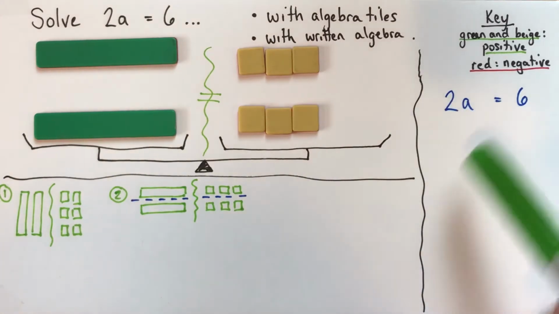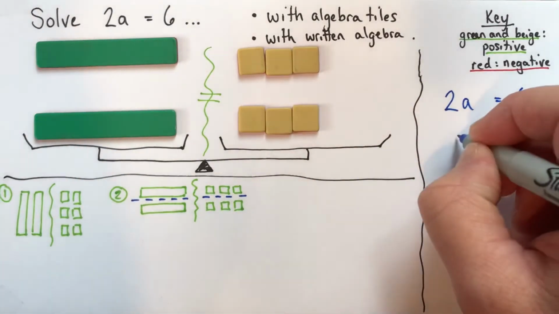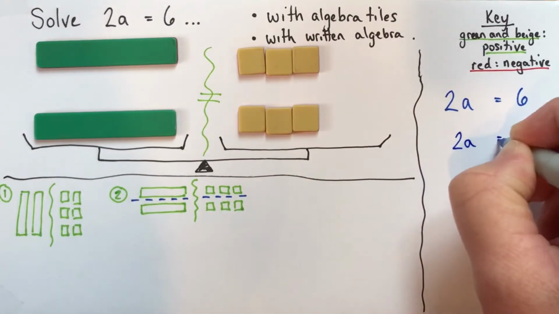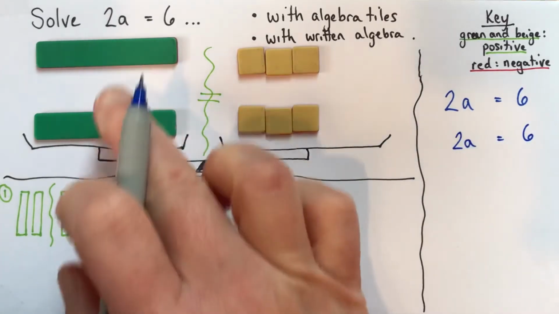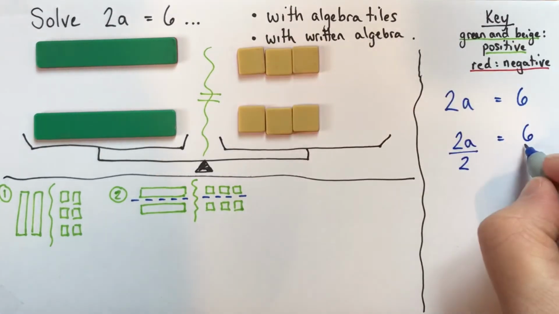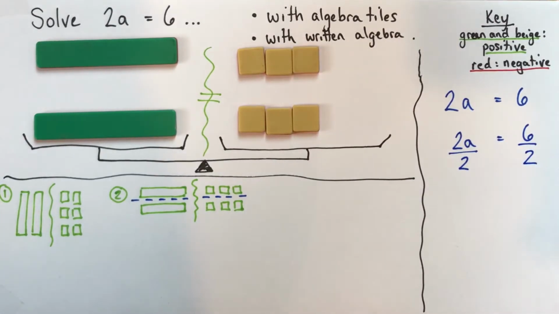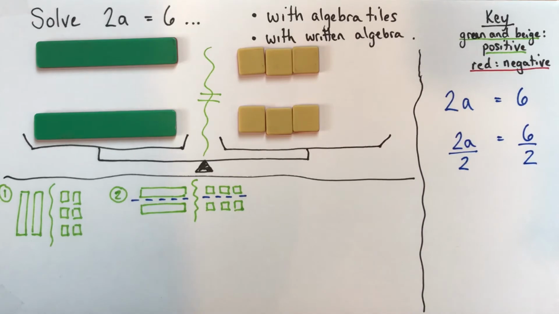So now we think, well, what operation are we doing here? When we're splitting into 2 equal groups, we're dividing by 2. So before I write that we're dividing by 2, I'm going to write what we had. What are we dividing by 2? On the left side of the balance, we're dividing 2a by 2. On the right side of the balance, we're dividing 6 by 2. And of course, you can use a different division sign if you want, but that's the one I prefer in this situation.